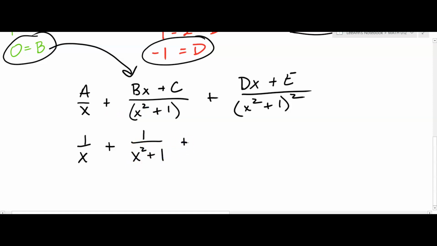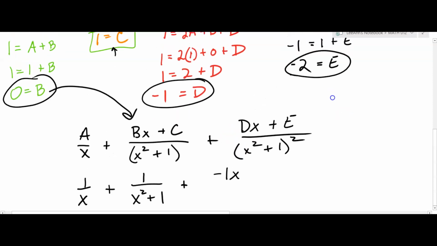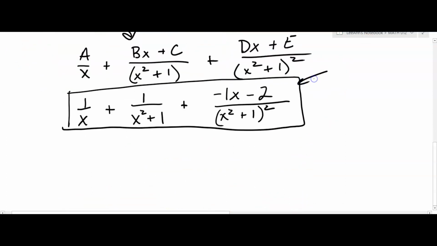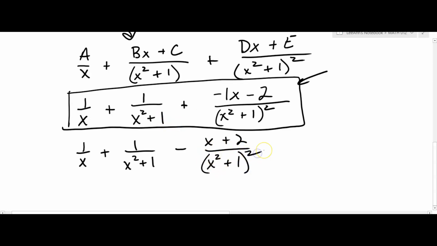And then what was D? Negative 1, X. And then what was E? I think it's minus 2. Minus 2 over X squared plus 1 squared. Now, I would probably leave it this way, but I will show you. You could factor out a negative 1 from that last term. So you could write it like this. I wouldn't bother, but this is fine too.